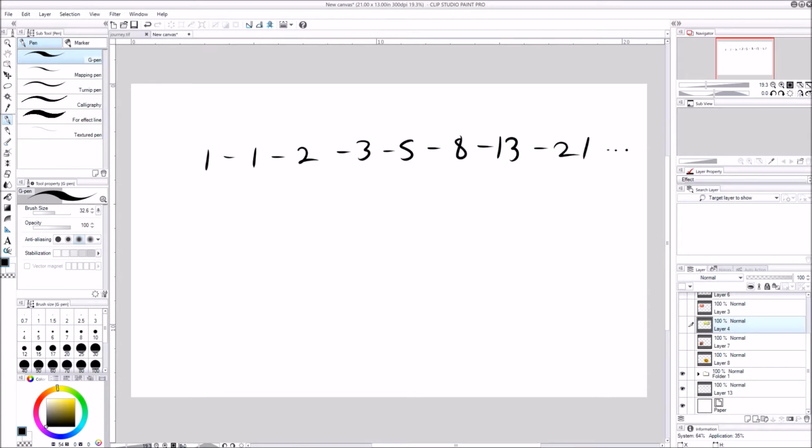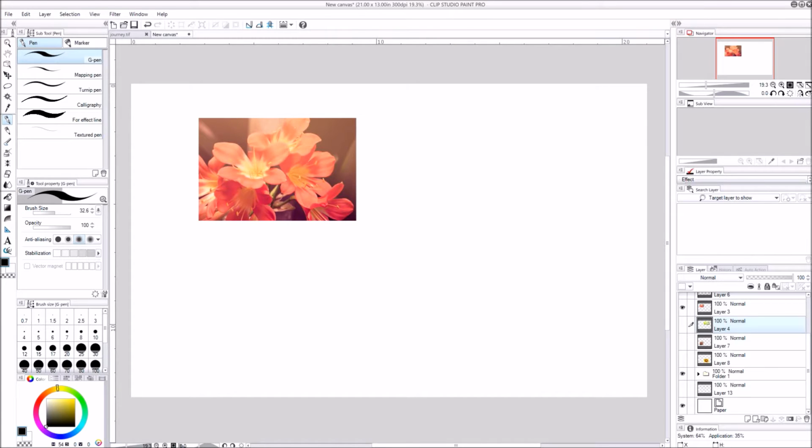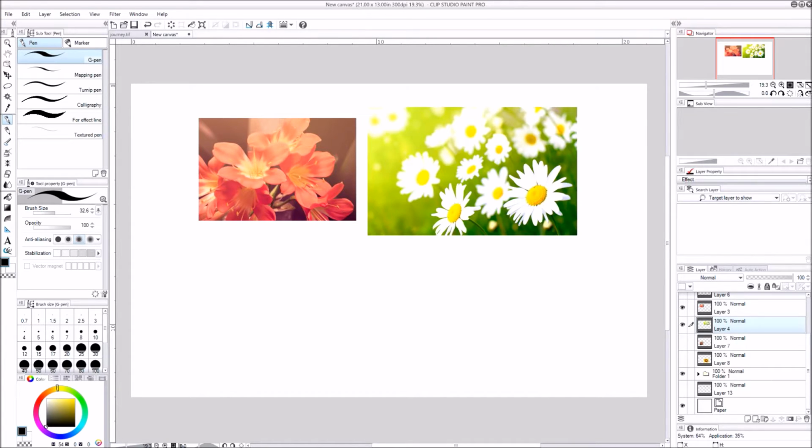Another interesting thing about this sequence is it's often present in nature. Say you were to look at flower petals, like this one has 5, this one has 34. Most flowers end up having a Fibonacci number of petals. So that's an interesting thing.